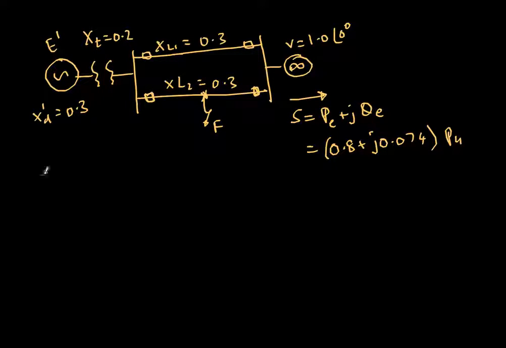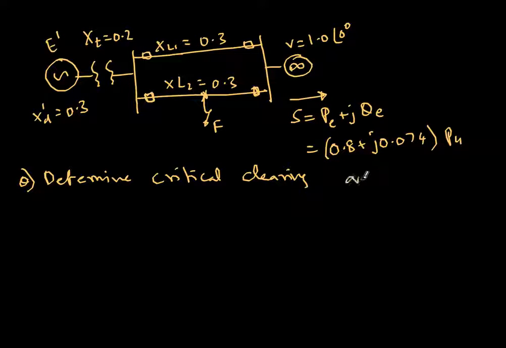So finally, the question that is being asked is, determine the critical clearing angle. So when the fault occurs, the rotor of this generator accelerates, and then at how much angle we should isolate the fault so that the machine still remains in synchronism with the infinite bus. So let's get started with that.